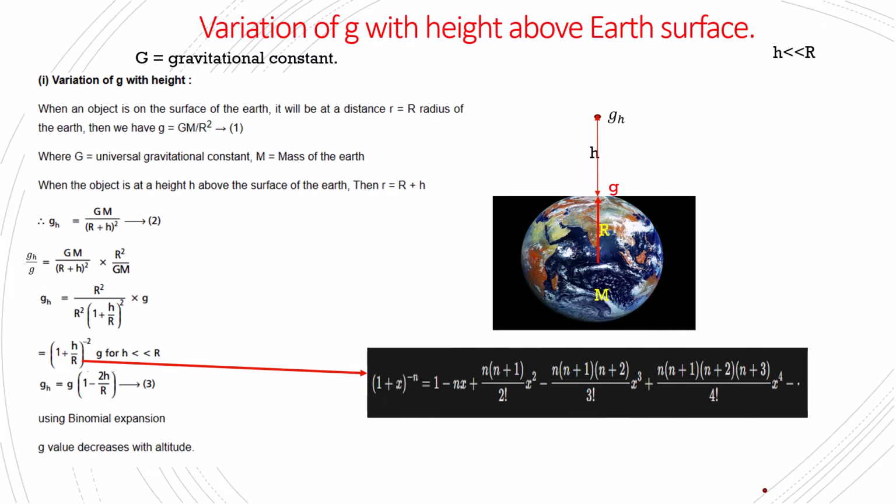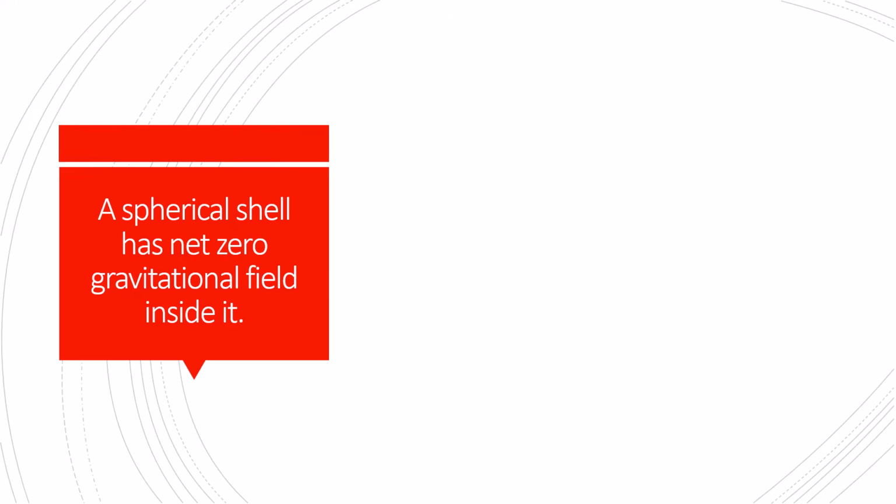So this is the expression of acceleration due to gravity at height h, and we see that it gradually decreases with height h above the Earth's surface. Now we will find acceleration due to gravity at depth d below the Earth's surface. Before that, we will find what is the gravitational force inside a spherical shell.